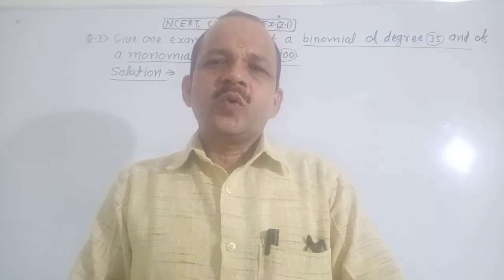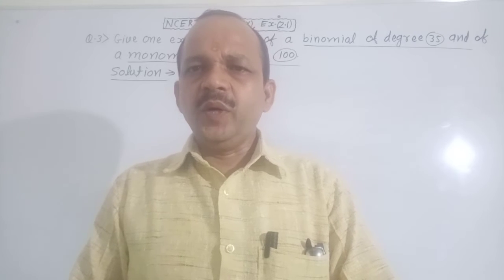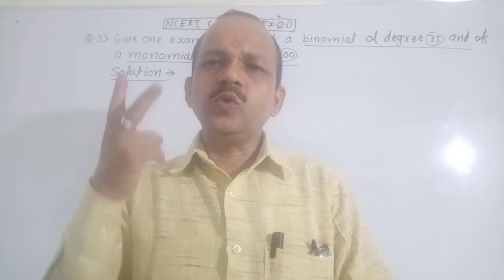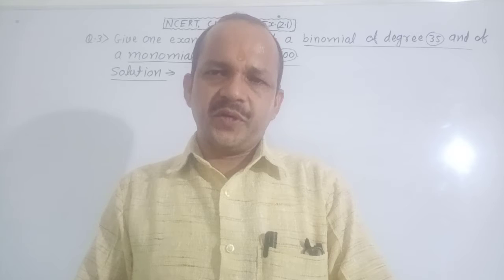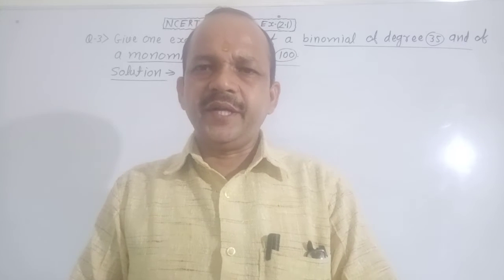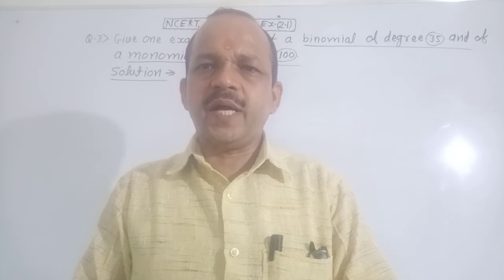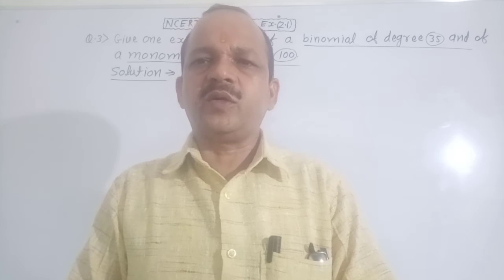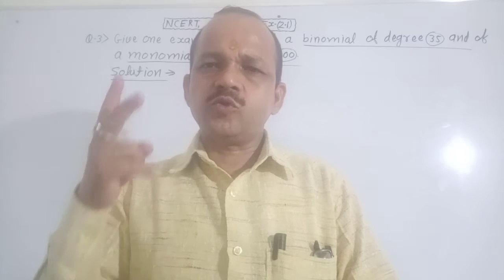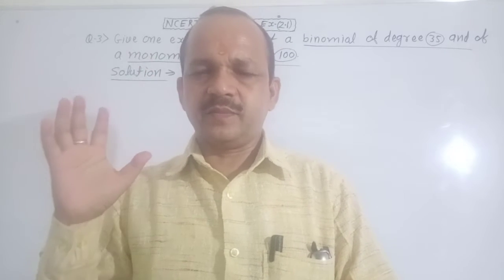Next, quadratic polynomial. A polynomial having degree 2 is called a quadratic polynomial. The form of a quadratic polynomial is ax square plus bx plus c equal to 0. It has 2 zeros, meaning 2 answers.